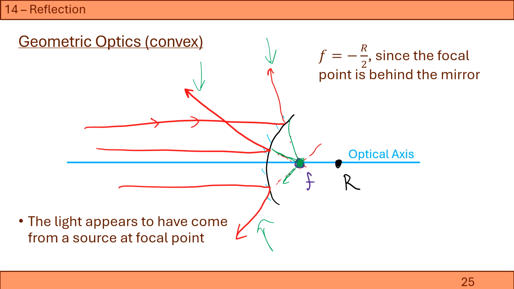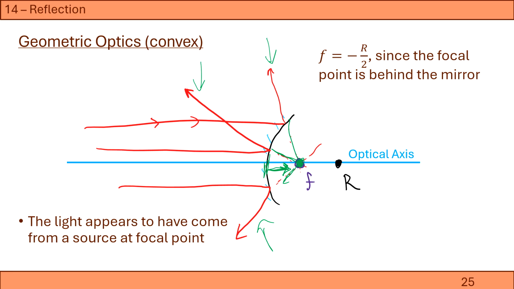We still have F here. F is now going to be equal to negative R over 2. This negative is just a mathematical tool that's going to help us do some computations. So this convex mirror is going to have a negative radius of curvature. And you can see that the focal point is behind the mirror instead of in front of it, where the image is.